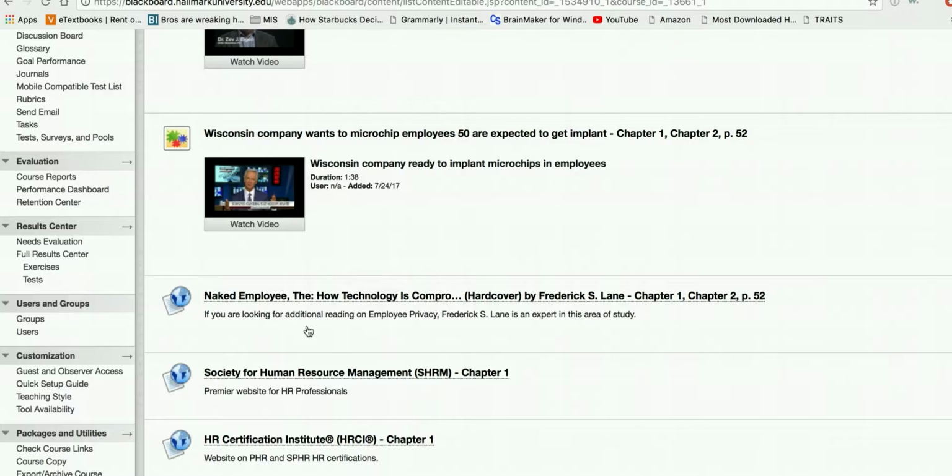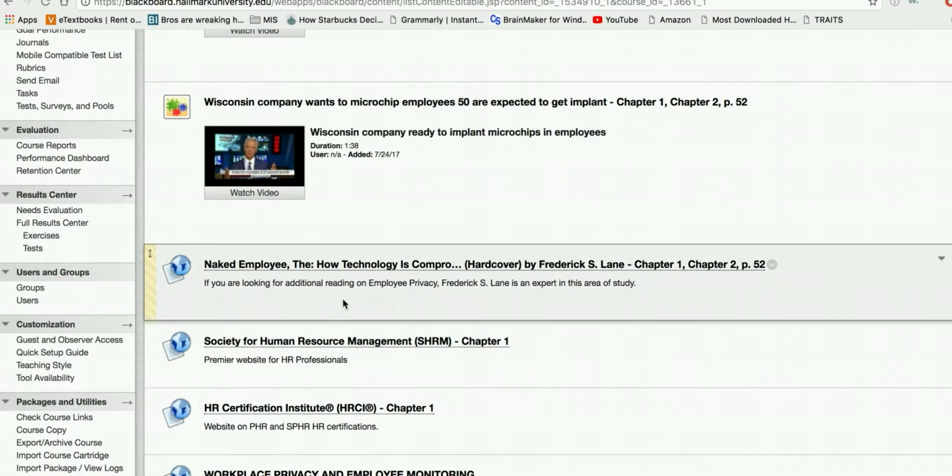it introduces you to a hard book cover called The Naked Employee, which is covering, in two parts of the text, employee privacy. It's one of the best books written, but I wanted to point that out because if anybody wants to do some additional reading, and if you're doing a paper on employee privacy, you might want to get a copy of this book, whether you're getting it from the library, buying it used, or whatever.